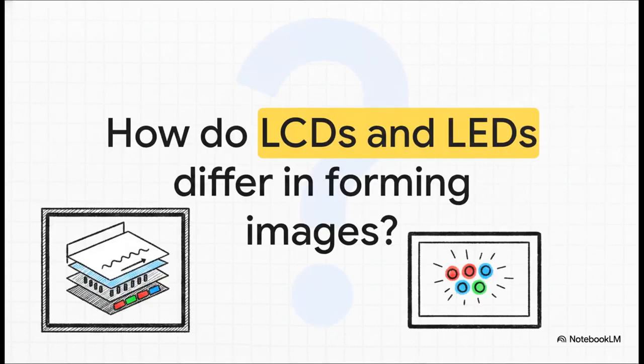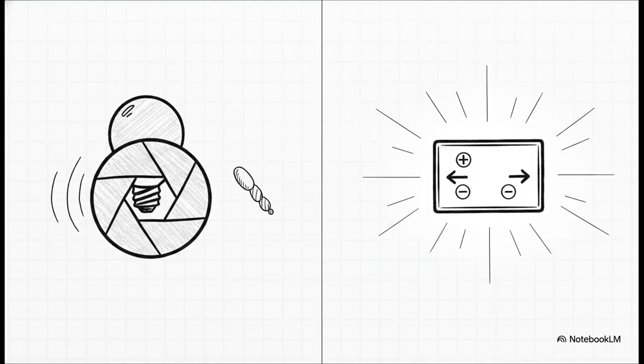Let's do one more. Explain how LCDs and LEDs differ in forming visible images. This is the ultimate test of the 2 display philosophies we've been talking about. If you were sitting in the exam hall right now, how would you clearly articulate the absolute core difference between them in just a sentence or 2? You really want to anchor these mechanisms in your memory.